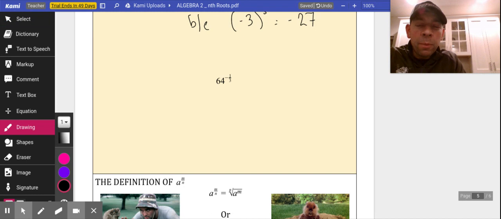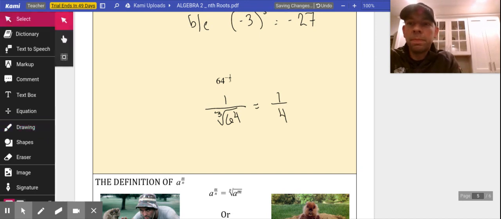Now, I want to say cubed root of 64, but I got to do a little more than that, right? I got to do 1 over the cubed root of 64 just because that exponent was negative. So we're going to end up with a 1/4 when we're all done.